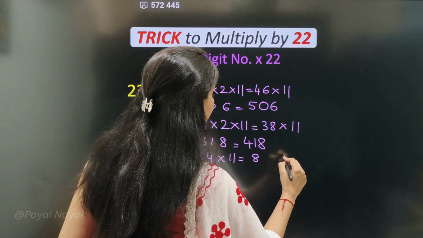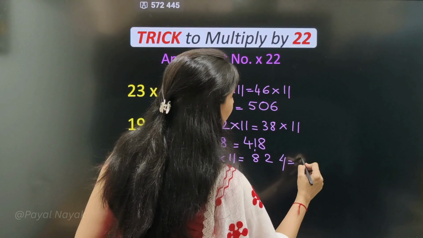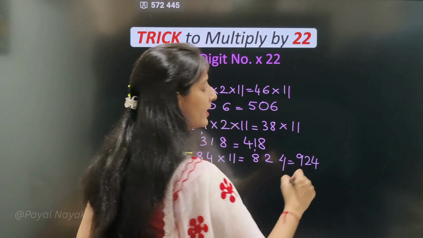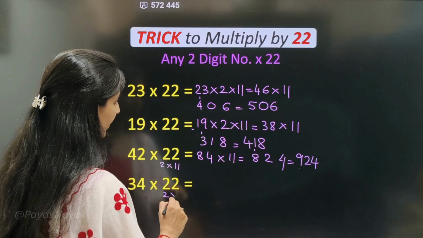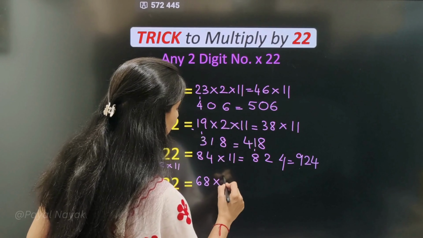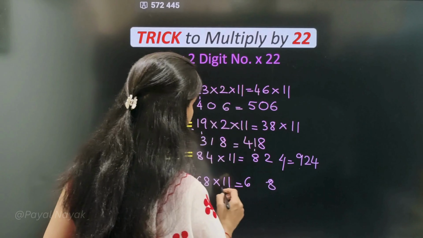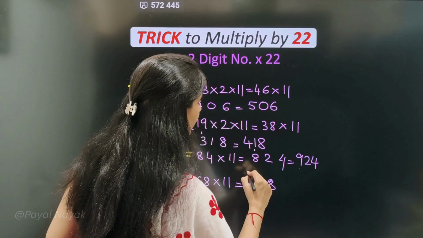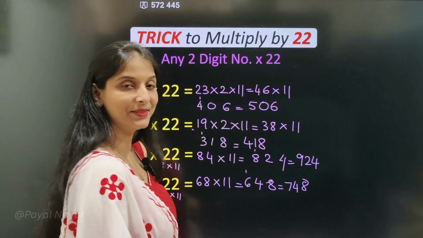So 84 into 11, how will you solve it? This is 8, this is 4. So 8 plus 4 is 12. So carry 1. So the final answer is 924. 34 into 22. So again, this is 2 into 11. So 34 into 2 is 68 into 11. So this gives you 6, this is 8. 8 plus 6 is 14. So carry 1. So this is 7, 4, 8.